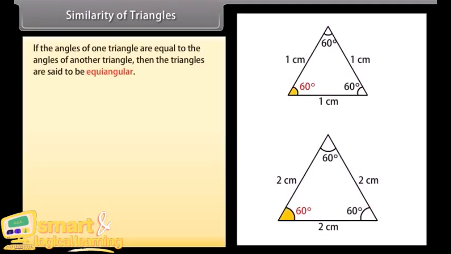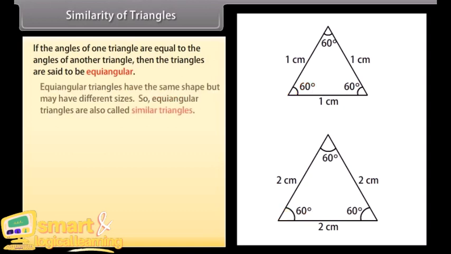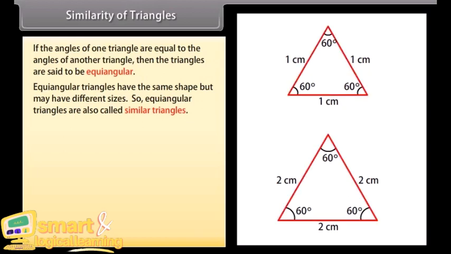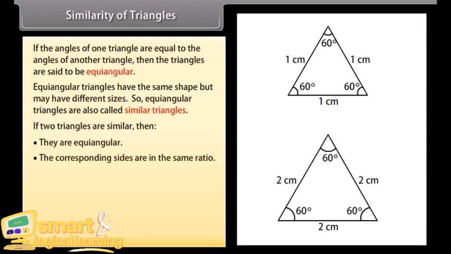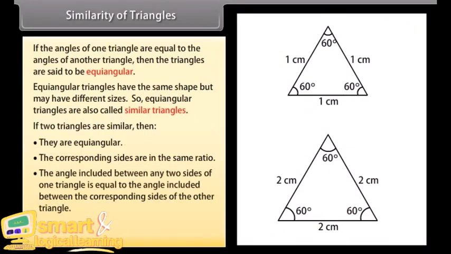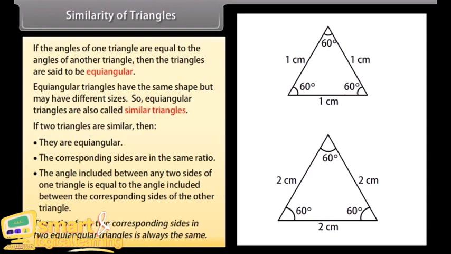Similarity of triangles. If the angles of one triangle are equal to the angles of another triangle, then the triangles are said to be equiangular. Equiangular triangles have the same shape but may have different sizes. So, equiangular triangles are also called similar triangles. Or we can say that if two triangles are similar, then they are equiangular, the corresponding sides are in the same ratio, and the angle included between any two sides of one triangle is equal to the angle included between the corresponding sides of the other triangle. The ratio of any two corresponding sides in two equiangular triangles is always the same.